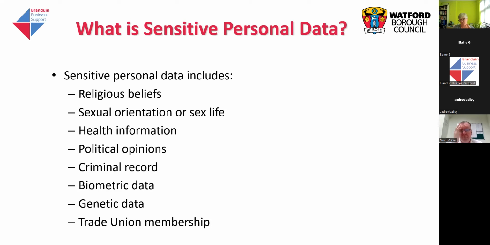In addition to the basic personal data, there is something called sensitive personal data, and it's important to know and understand the difference, because sensitive personal data has additional requirements for management and protection. These listed here: religious beliefs, sexual orientation or information about somebody's sex life, health information, political opinions, criminal record, biometric, genetic, trade union membership. Those are the pretty standard ones. There may be others that are particular to different organizations.